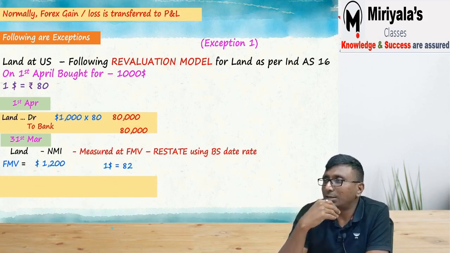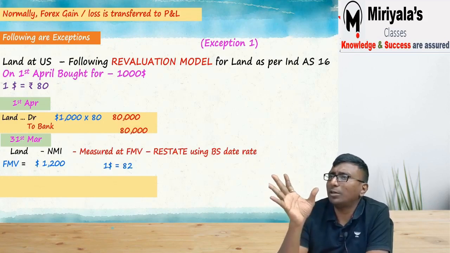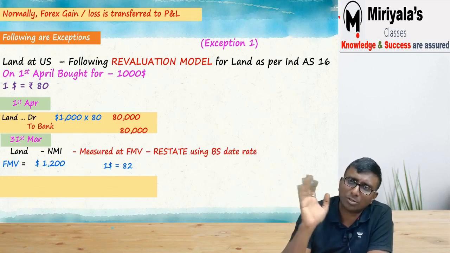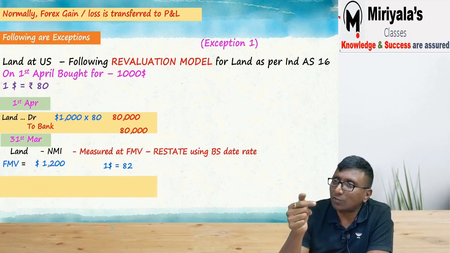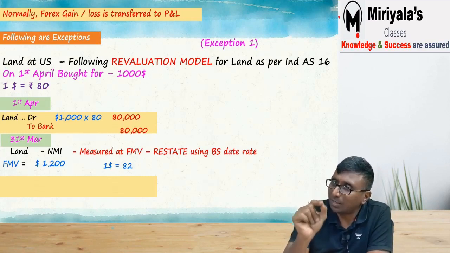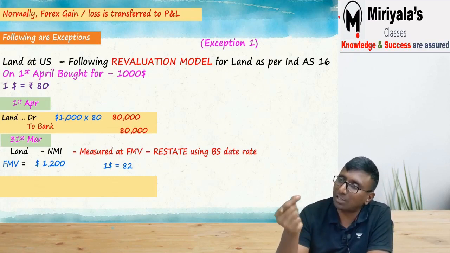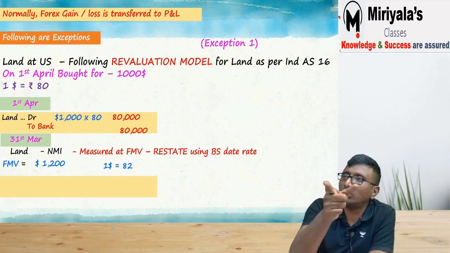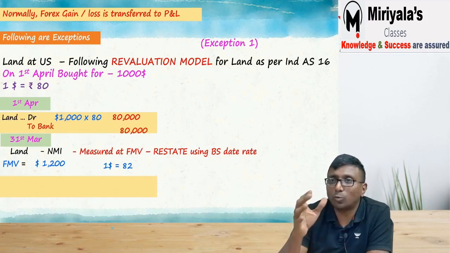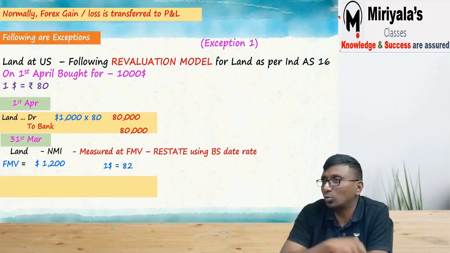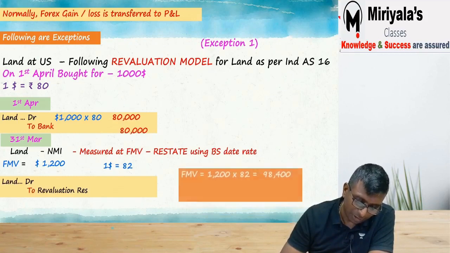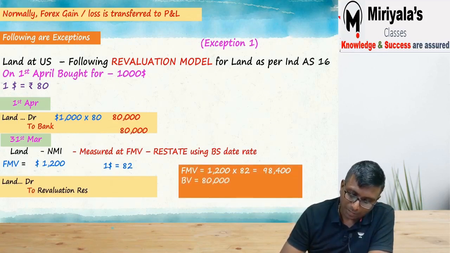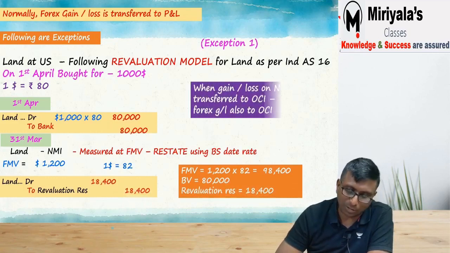That is 18,400. Is that the amount of revaluation reserve? Normally the entry is land account debit to revaluation reserve. The 18,400 is a revaluation gain. As per Ind AS 16, a revaluation gain is an OCI item, so it has to be routed through OCI. We have spoken about this a number of times, since day 1. So the land account is debited and the 18,400 is transferred to revaluation reserve.